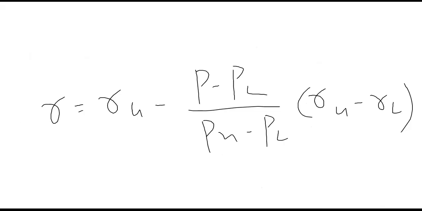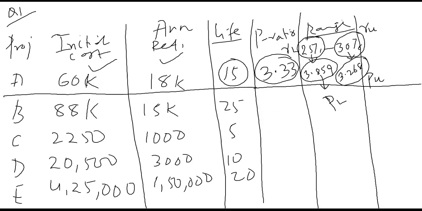Ma'am, can you please explain finding the range once again? Okay, so you got the P ratio as 3.33. Now the life of the project is given as 15 years. You will check it for 15 years. Go on looking horizontally in the table. Locate 15 years on the left side.